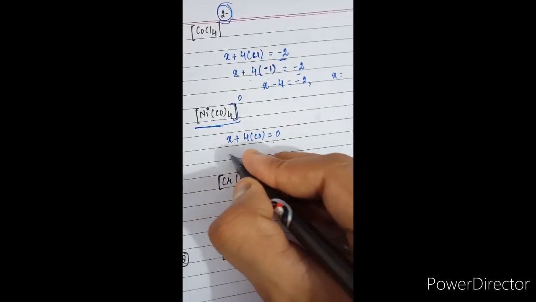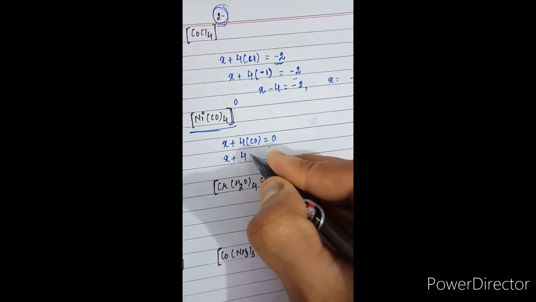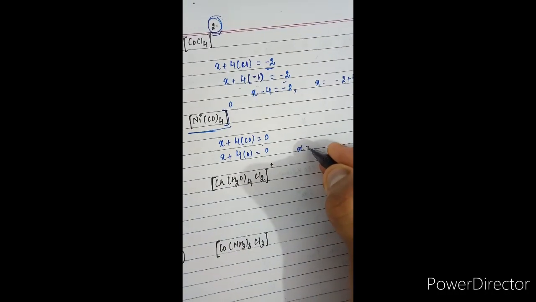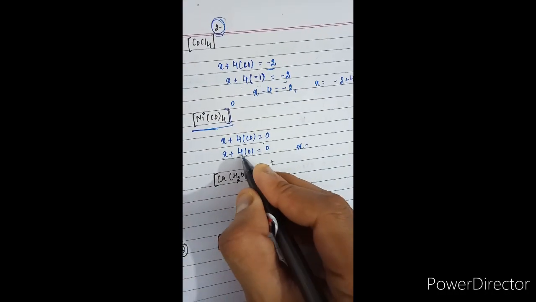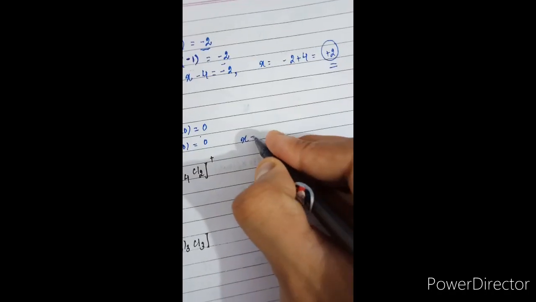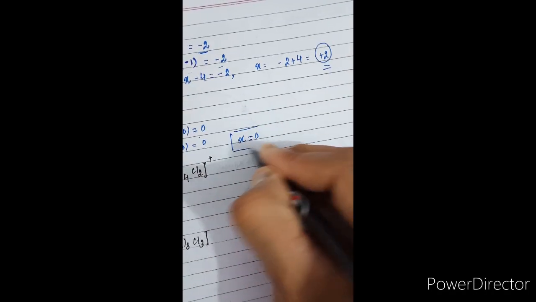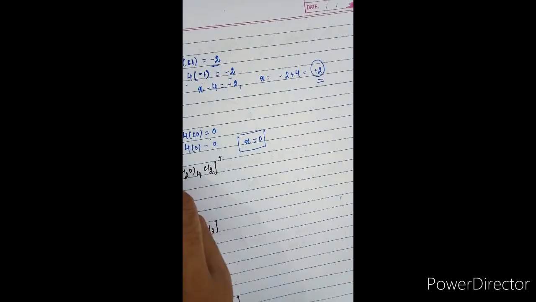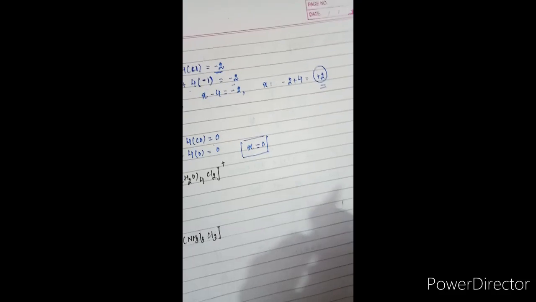Okay, so X plus carbon monoxide, which is a molecule, so its charge will be 0. So the overall oxidation state is X plus 4 into 0, meaning 0. X plus 0 equals 0. That means X equals 0. So the oxidation state of nickel in this complex is 0.